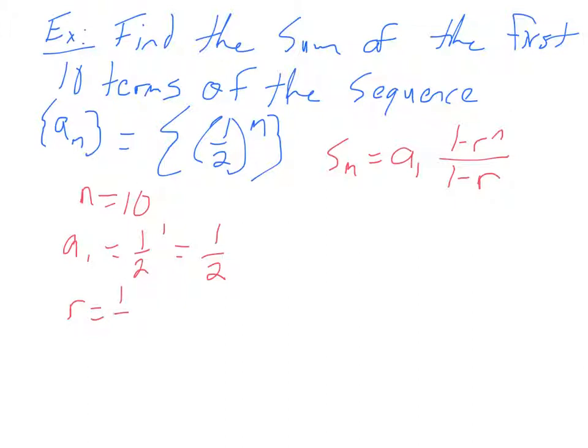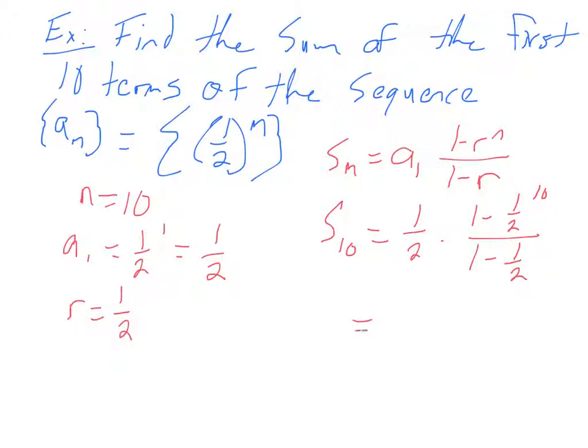Yeah, the ratio is also 1/2. The first term is 1/2, and the ratio is 1/2, because every subsequent one is just going to be multiplied by 1/2. So we'll get s sub 10, in this case, will be equal to 1/2 times 1 minus 1/2 to the 10th over 1 minus 1/2.